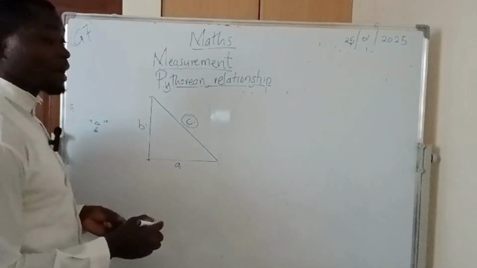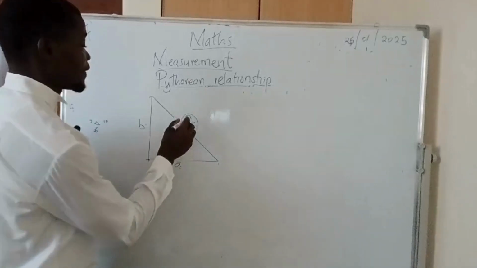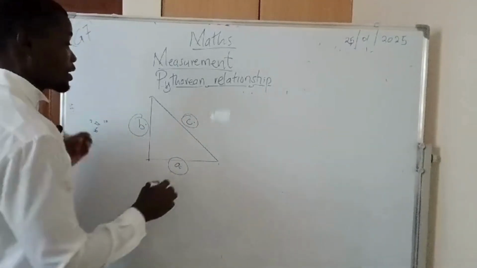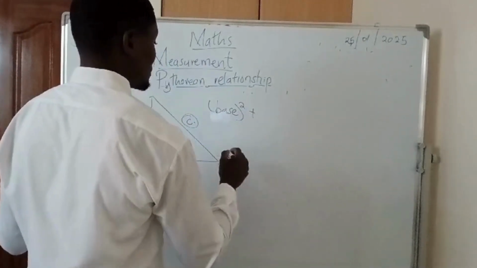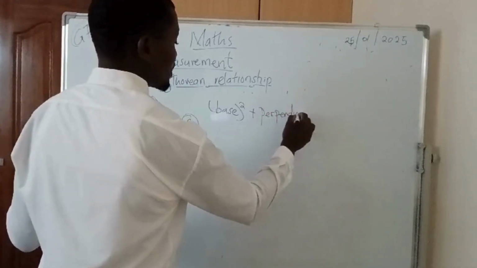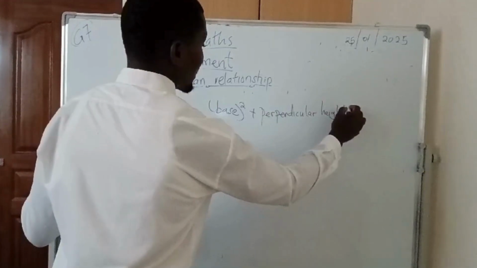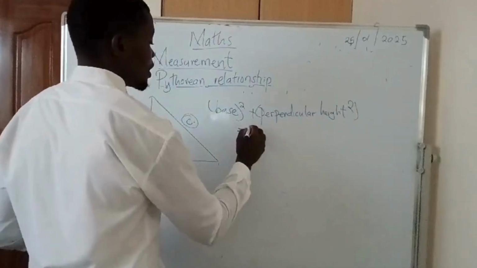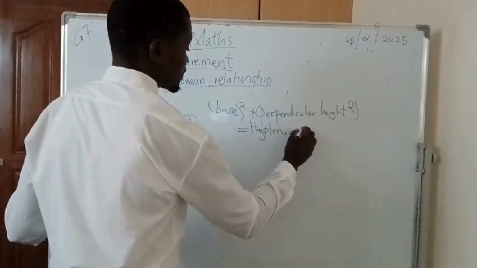For us to find how these sides are related, we can conclude that the sum of the two shorter sides squared will give us the hypotenuse squared. In short, base squared plus perpendicular height squared will be equal to hypotenuse squared.